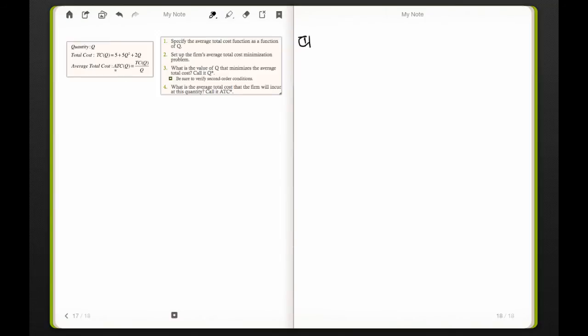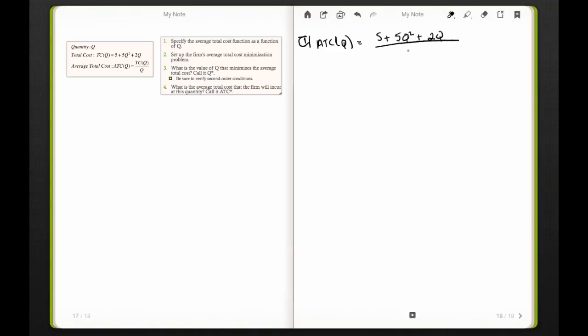So for the first one, I'm told that average total cost is total cost divided by quantity. So I've got average total cost depends on quantity, and that's going to be my total cost, 5 plus 5Q squared plus 2Q, all divided by Q, the entire thing, total cost divided by quantity. And I can simplify this, so I get ATC is equal to 5 over Q plus 5Q plus 2. So here's my average total cost as a function of quantity. And I'm going to put that in a box so it's easy for me to find later on.